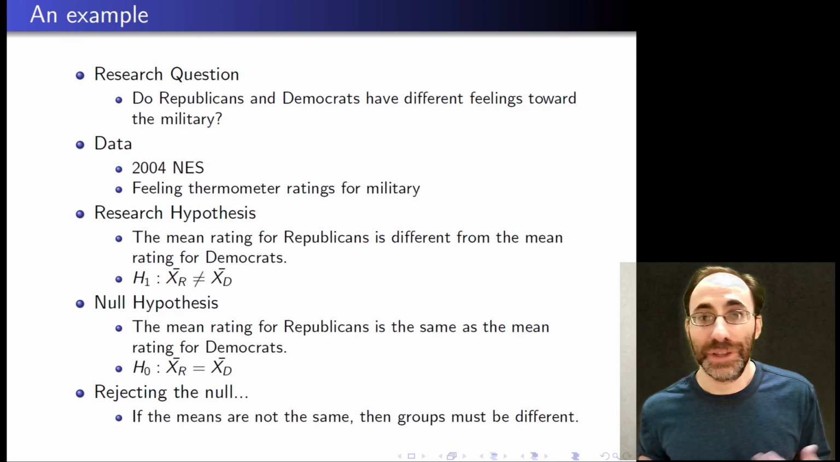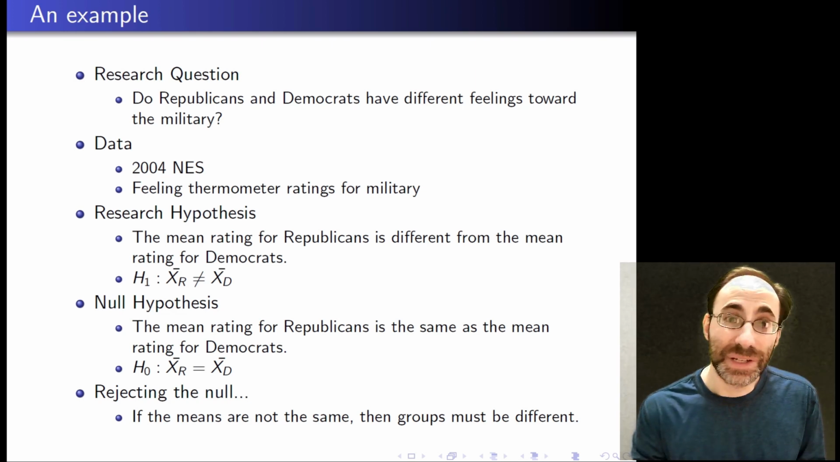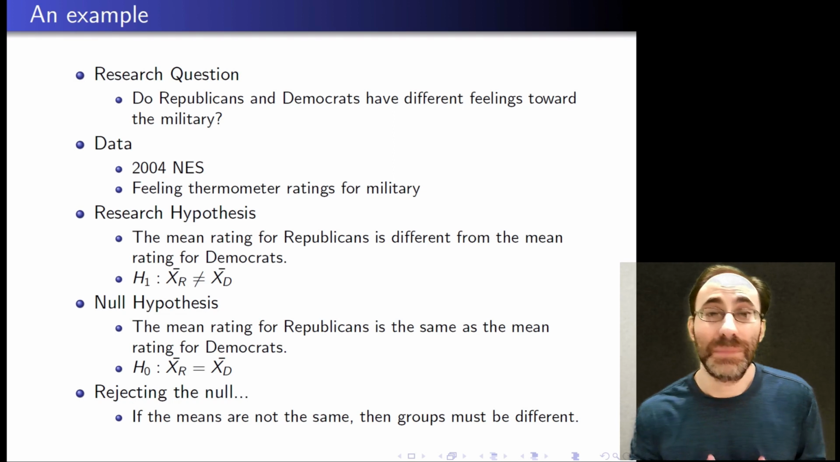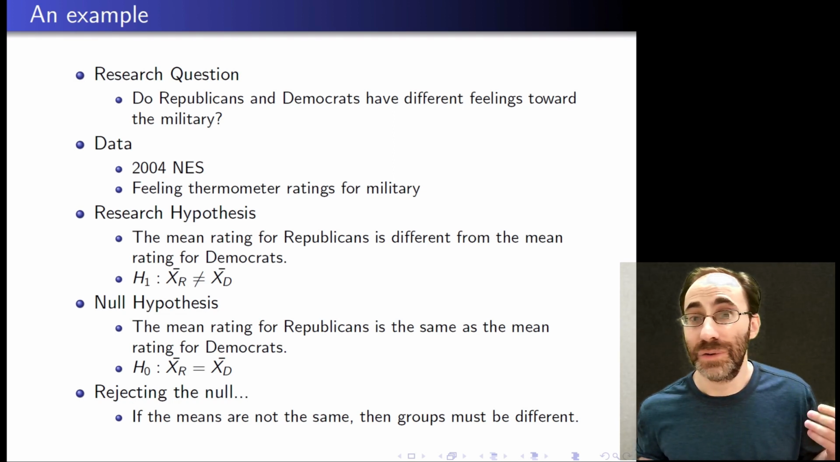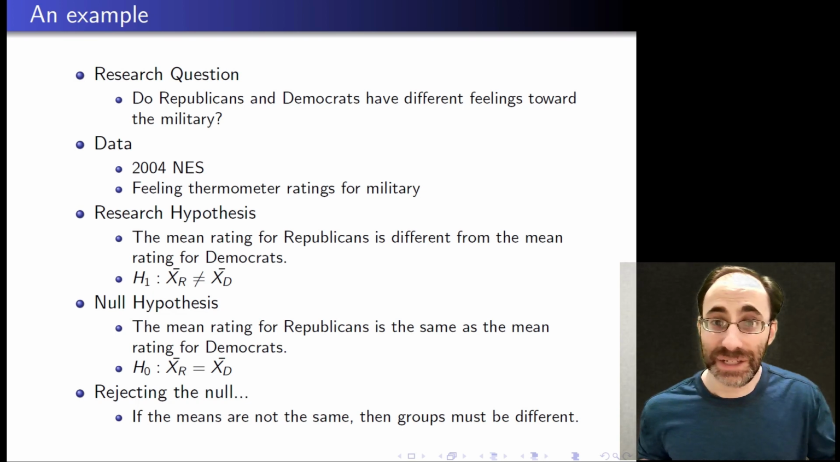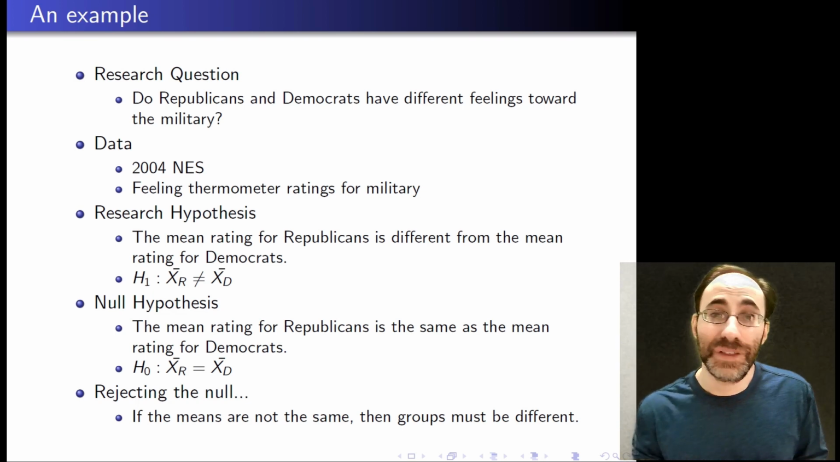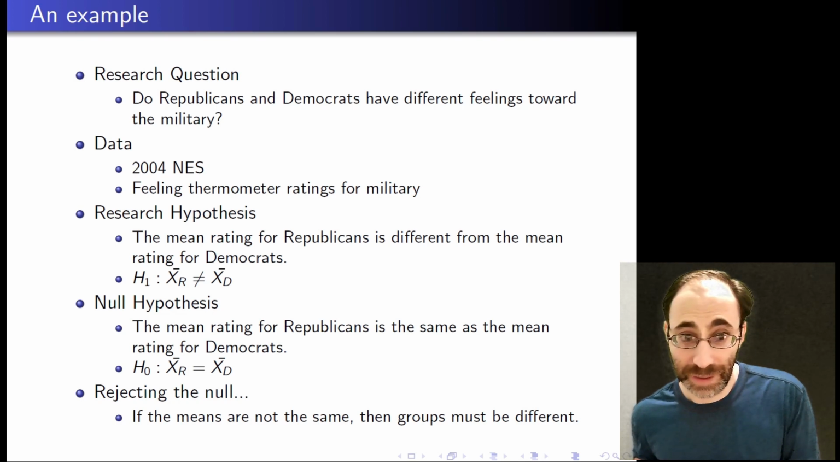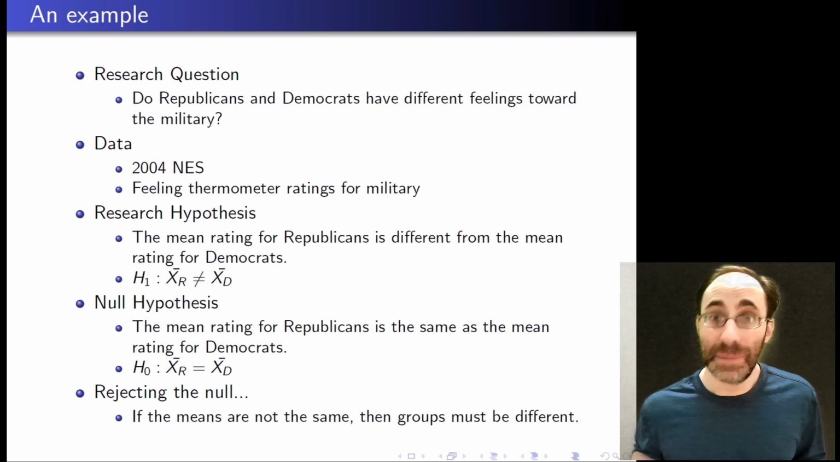Instead of taxes, we'll talk about military preferences. So do Republicans and Democrats have different feelings towards the military? This data comes from a 2004 national election study, and the X here, the outcome variable, are feeling thermometer ratings for the military. Then two groups would be Republicans and Democrats.